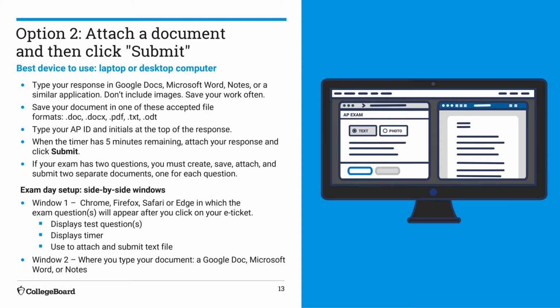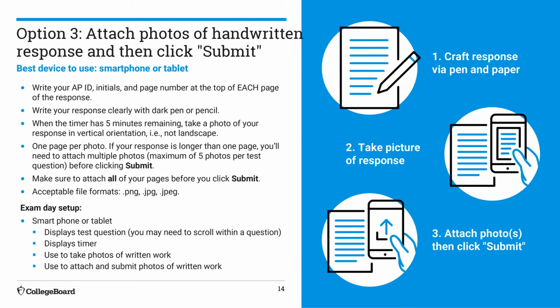So this is submit. The third way is, and this is good especially for stats because you might have to write some formulas with Greek letters or square root, to write it out and take the test on your phone or tablet. So write your AP ID, initials, and page number on the top of each page, and write your response clearly with pen or pencil. When you have 5 minutes to go, take a picture of your paper in vertical orientation, in portrait mode, not landscape. And you're going to take 1 photo per page, 1 page per photo.